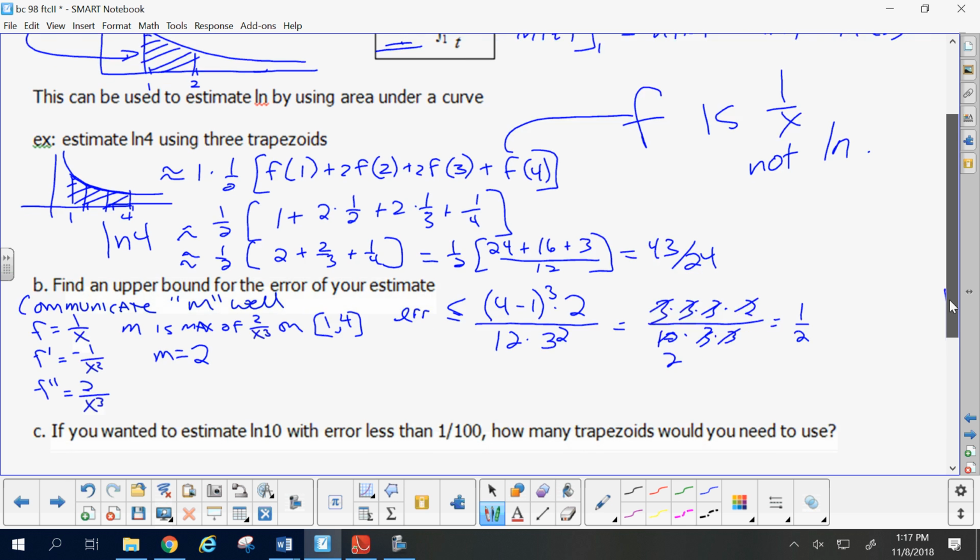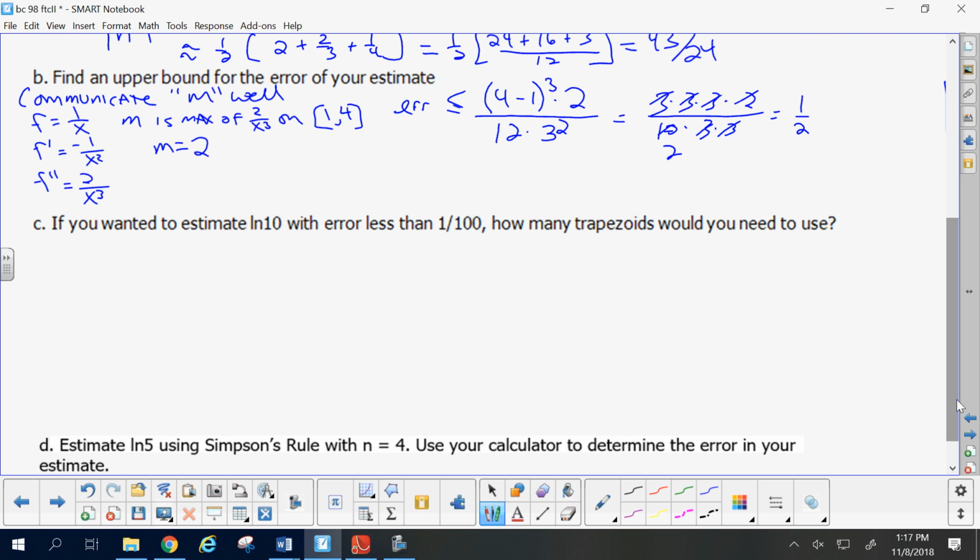All right. Would you try the next one just to see how you're doing with trapezoid error bound? If you wanted to estimate the log of 10, this time I'm talking log of 10 now, how many trapezoids would you need? Notice it doesn't say estimate the log of 10. It just says, before even beginning, how many trapezoids would you need to get error less than 100?